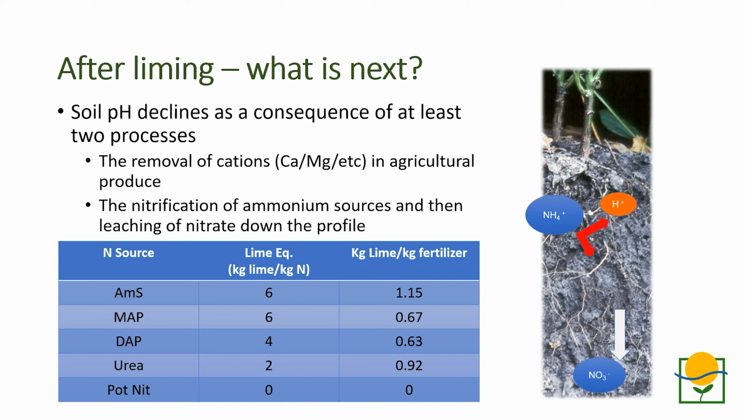And different nitrogen sources have different acidification potentials. For example, ammonium sulfate would require about 6 kilograms of lime for each kilogram of nitrogen supplied, while for urea, 2 kilograms of lime for each kilogram of nitrogen applied. Potassium nitrate, because the nitrogen's already in the nitrate form, doesn't need to be nitrified, so has no nitrification potential. But of course it is a very expensive form of nitrogen.